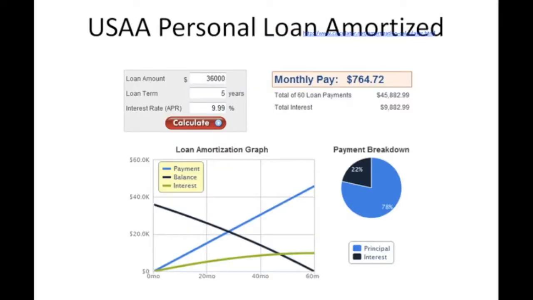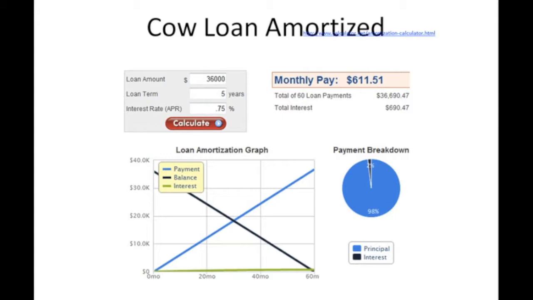As far as whether you should take the Cal loan or not, let's compare the total interest for the 5-year loan. For the regular USAA loan, it will be approximately $10,000. Due to this high interest, there's also a relatively high monthly payment. Compare that to the Cal loan, where the total interest is approximately $700 and the monthly payment is much lower.